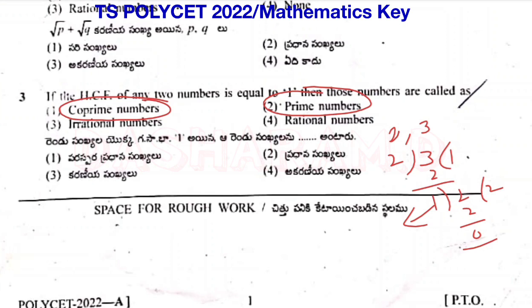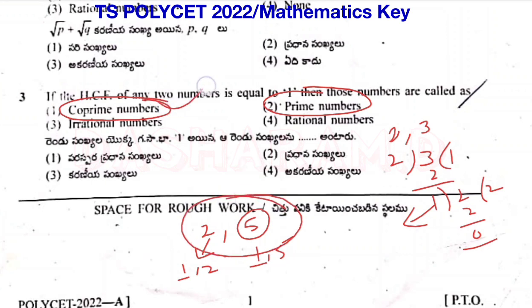And co-prime means, for example, 2 comma 5, both are co-prime numbers, because for 2 the factors are 1 comma 2 and for 5 the factors are 1 comma 5. Here the common factor is 1, so that is why both are co-prime numbers. Their HCF is also 1. So here two answers are correct, first and second.